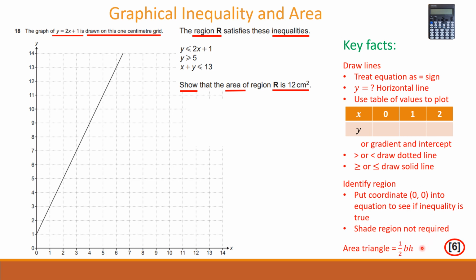Then you also need to know the formula for the area of a triangle, which is going to be half the base times the height. And that is, the region R has got to be 12. So you've got to use this formula here to show that this region is 12.